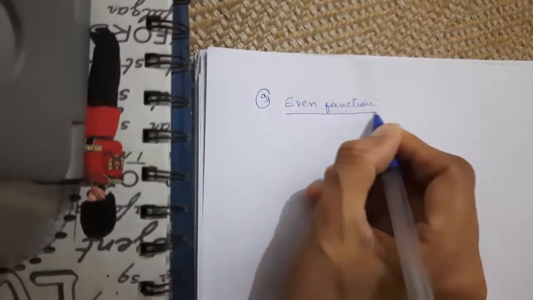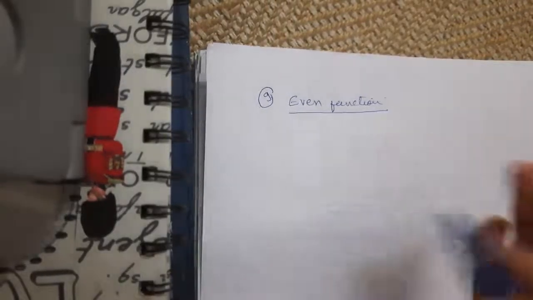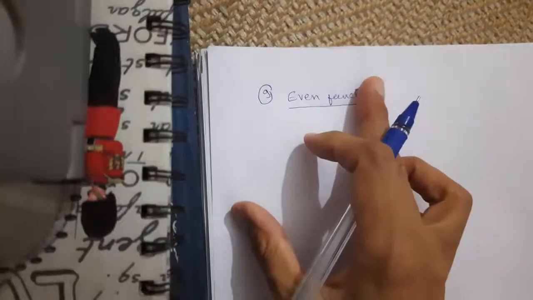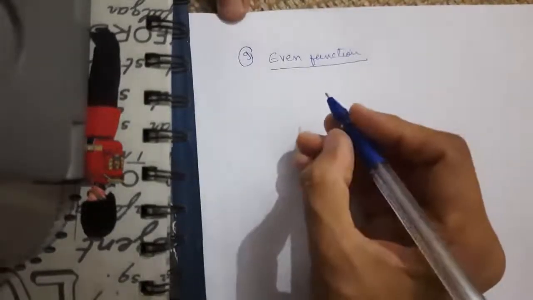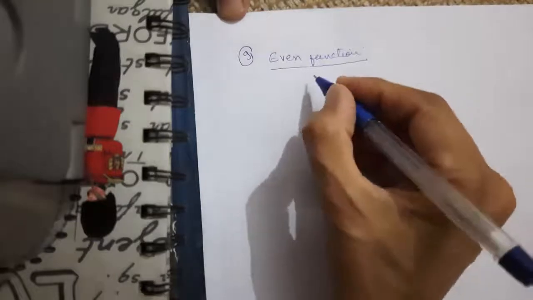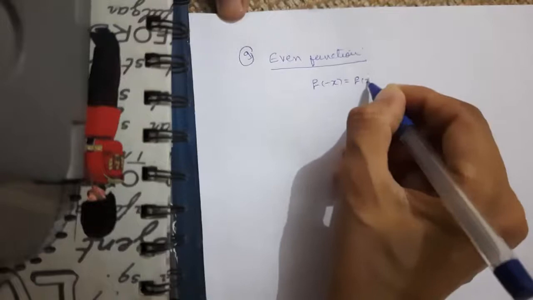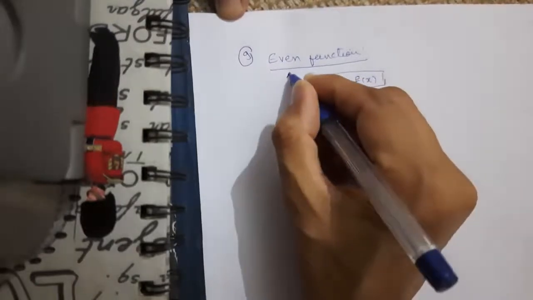So even function means they are equally distributed, or when you plot it on a coordinate system, it will show you equal symmetry about the y-axis. So it satisfies the property that if f of minus x equals f of x, if this condition is satisfied, then the function is called an even function.